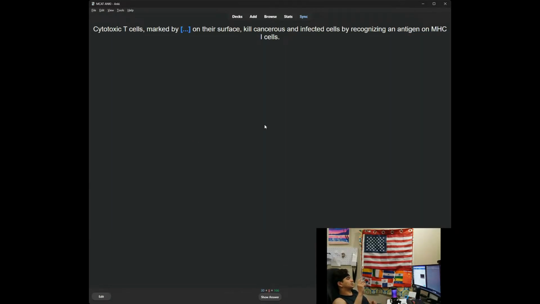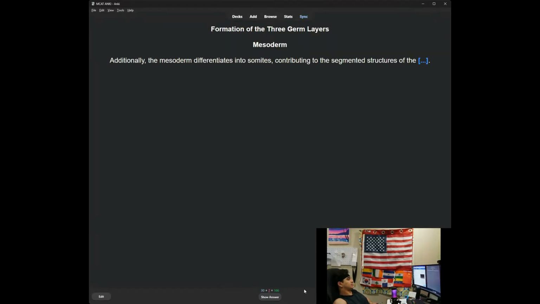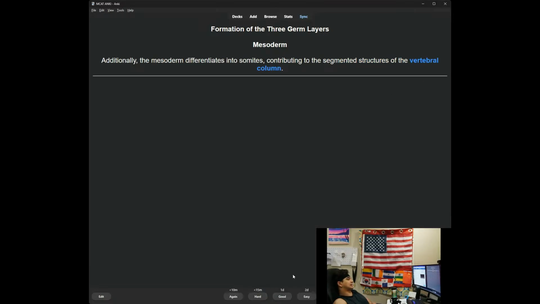Cytotoxic T cell is marked by CD8 plus on their surface. Kill cancer, by the way. Contributing to the segmented structures of the vertebral column. Not gonna get into this one this time, buddy.